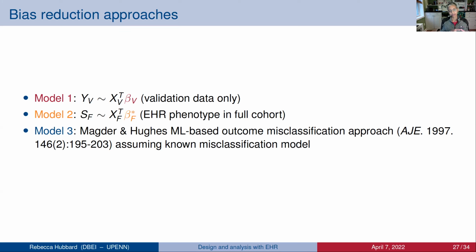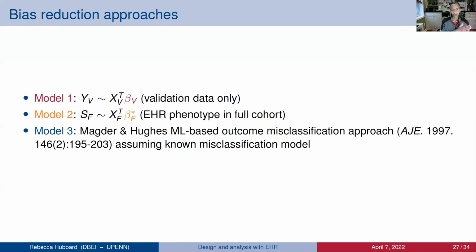So the subscript V here is denoting the fact that this analysis is conducted in the validation sample only. It's going to give us a consistent estimate for beta because we have the true outcome Y, but it's going to be really inefficient because we just have a small validation sample.